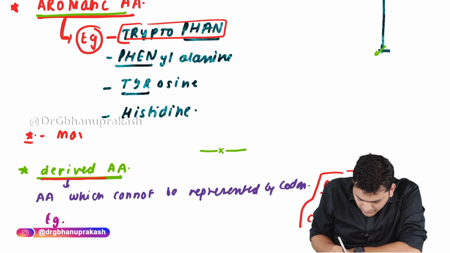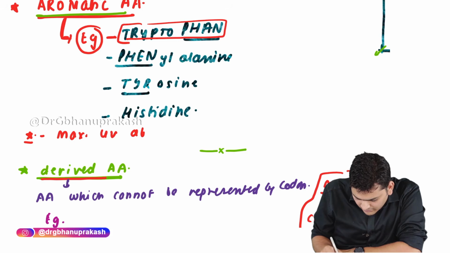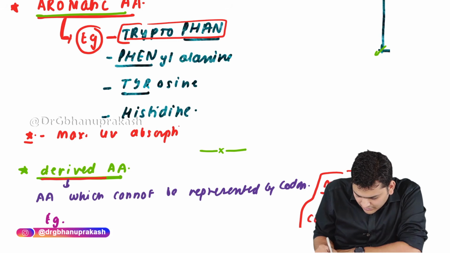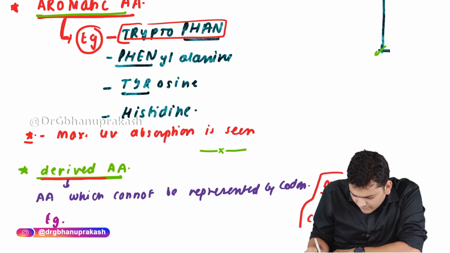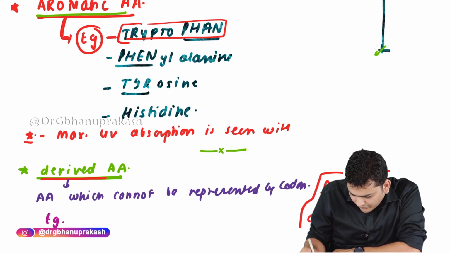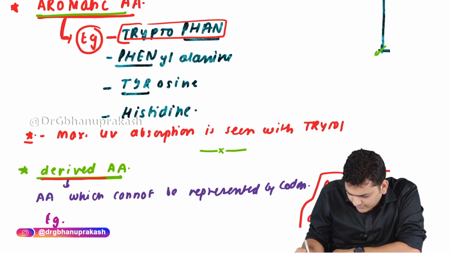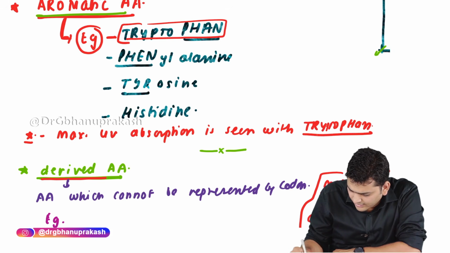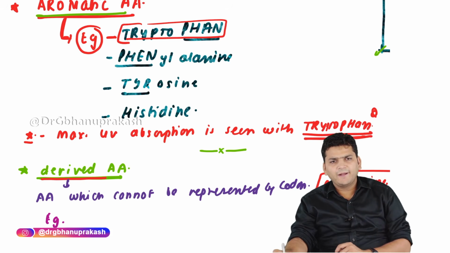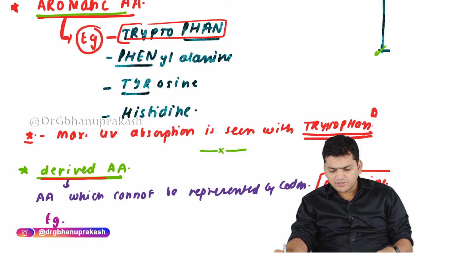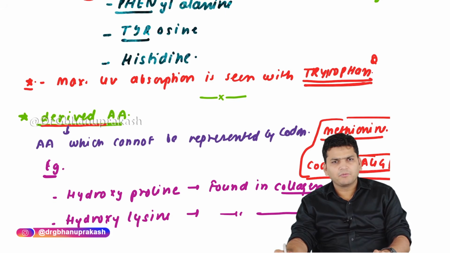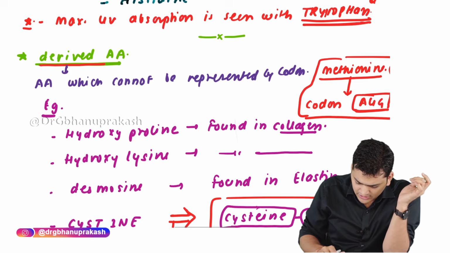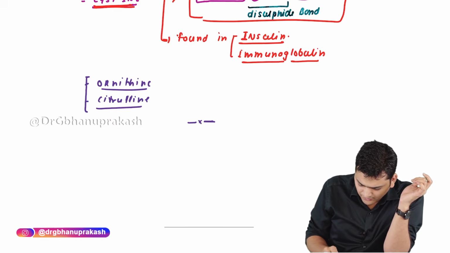So you can write this point here that all the aromatic amino acids have a tendency to absorb UV rays. Maximum UV absorption is seen with tryptophan. This was asked in the exam earlier: which amino acid has the maximum tendency to absorb UV rays? The answer is going to be tryptophan, right? So all the aromatic amino acids have a tendency to absorb UV rays. The maximum is with tryptophan. So this is the complete classification of amino acids.